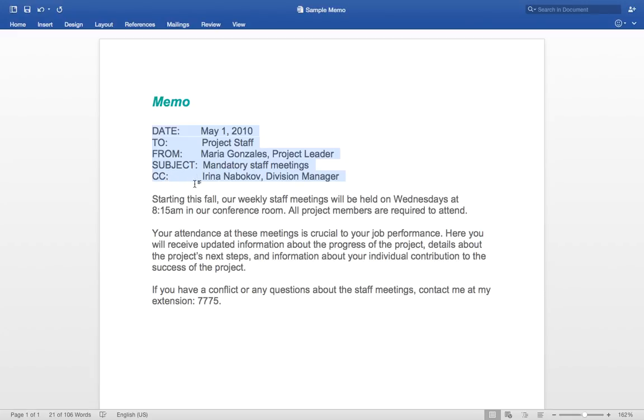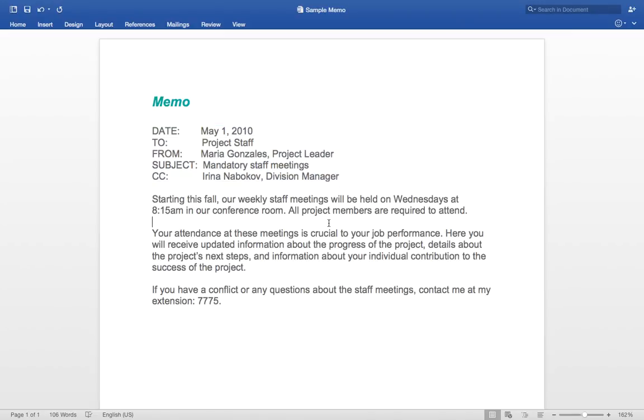And all that means is that this person, Irina Nabokov, the division manager, is also receiving a copy of the memo. So she isn't really the main author. Isn't really the main audience. That's the project staff, but she needs to know that this is happening, so she gets a copy as well.